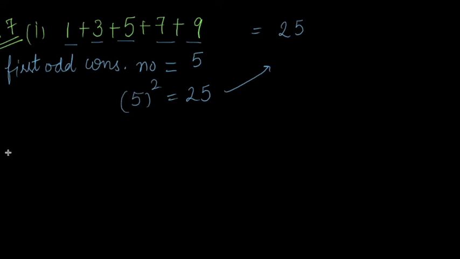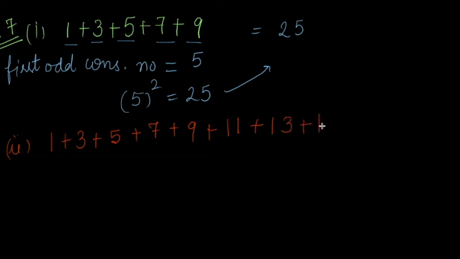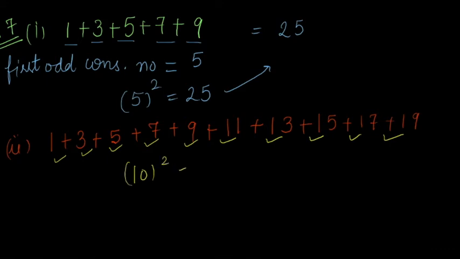Okay. The second part of this is 1 plus 3 plus 5 plus 7 plus 9 plus 11 plus 13 plus 15 plus 17 plus 19. Now again we will see how many odd consecutive numbers these are. If you count 1, 2, 3, 4, 5, 6, 7, 8, 9, 10, right? And the square of 10 is 100. So the sum of the given series will be 100.